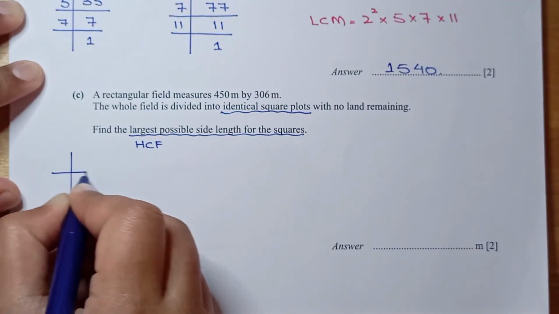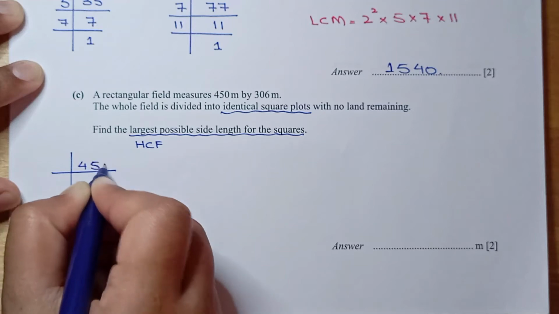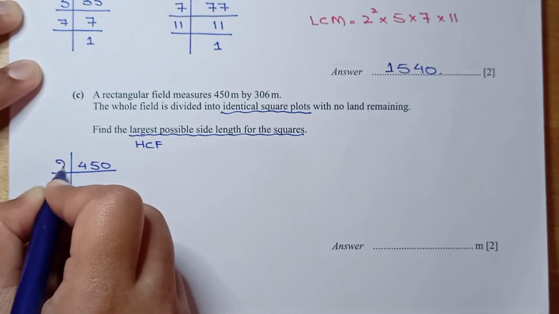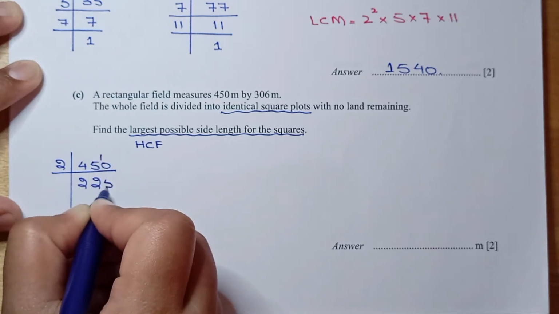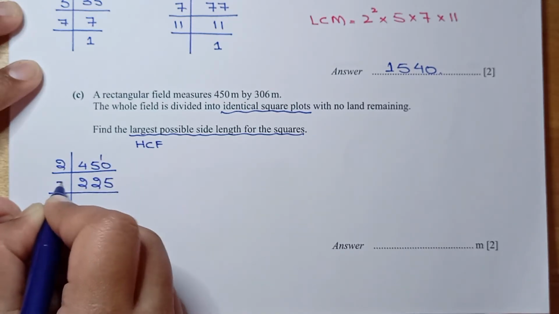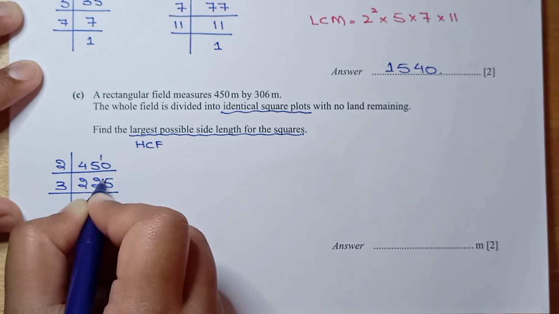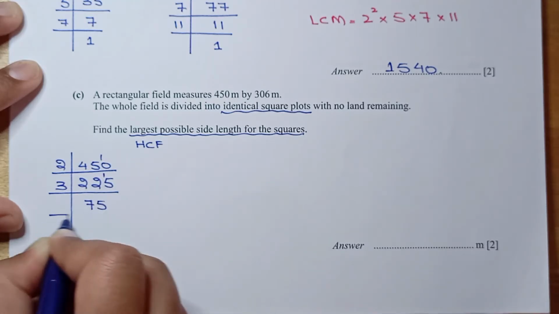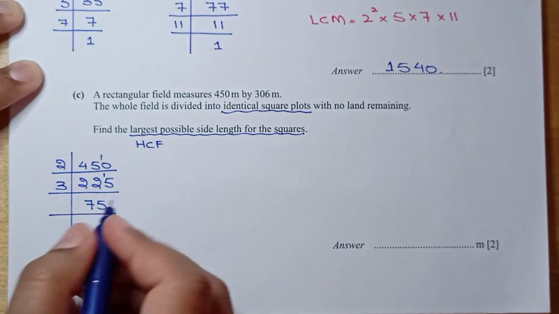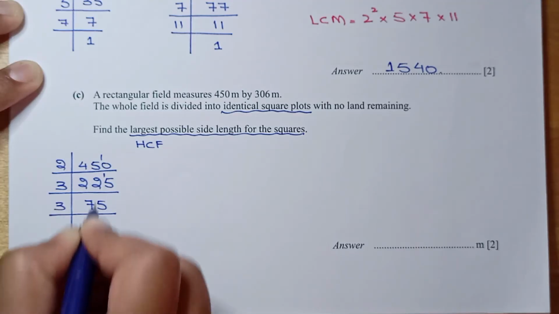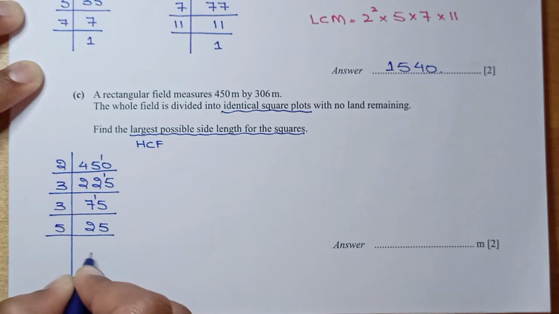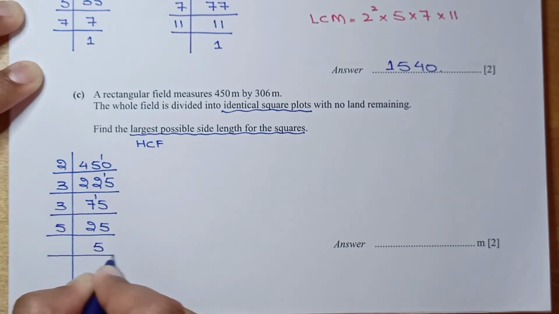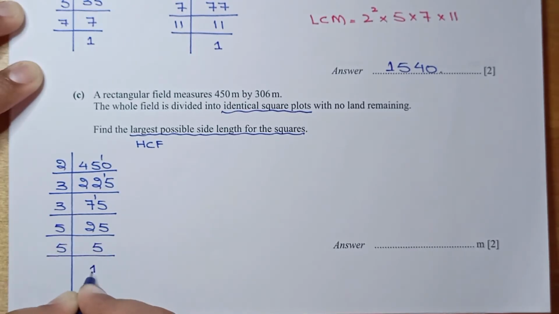So the first number is 450. That is going to divide with the 2 times table. 2 times 2 is 4, and 2 times 5 is 10. And then the 3 times table. 3 times 7 is 21, and 3 times 5 is 15. And then again the 3 times table. 3 times 2 is 6, and 3 times 5 is 15. And then the 5 times table. 5 times 5 is 25, and 5 times 1 is 5.